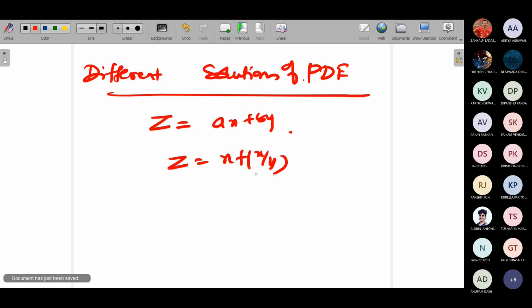How did you solve ordinary equation? Ma'am, there were two parts to it. Yeah, there were two parts. What were the two parts? Complementary functions and particular integrals. Very good. Complementary function and particular integral.